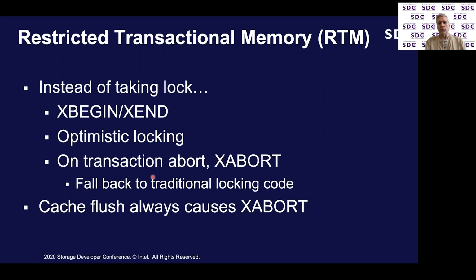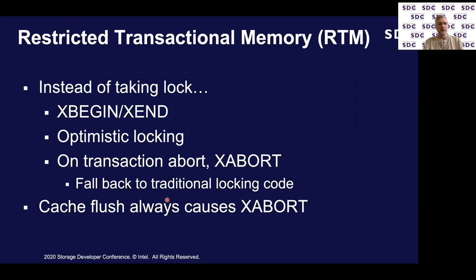But since it uses the cache the way I was talking about to hold the state of what it's doing, a cache flush is one of the instructions that'll always cause an xabort. So if you do an xbegin and you're starting your algorithm and then you say, oh, now I need to make this persistent, and you put a CLWB in there, you'll get an xabort, and now you're back to traditional locking. So that's why these RTM instructions aren't typically used with persistent memory.